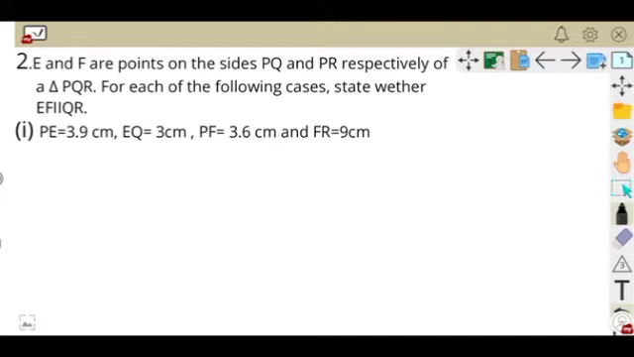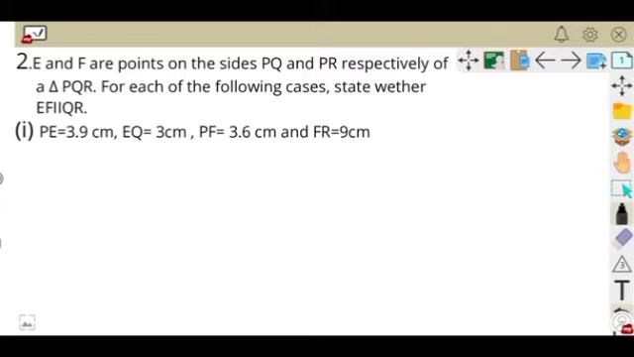We have question number 2. E and F are points on the sides PQ and PR respectively of a triangle PQR. For each of the following cases, state whether EF is parallel to QR. Here the first question is PE is how much? 3.9. EQ is how much? 3 centimeter. PF is how much? 3.6 centimeter. And FR is 9 centimeter.